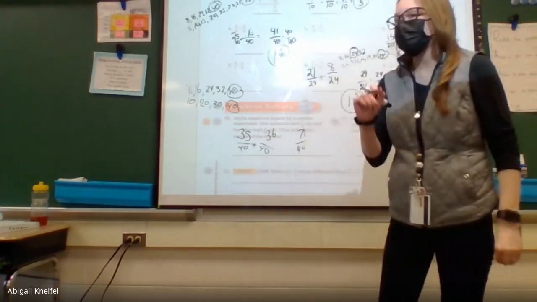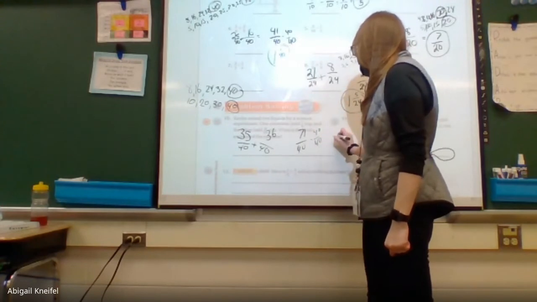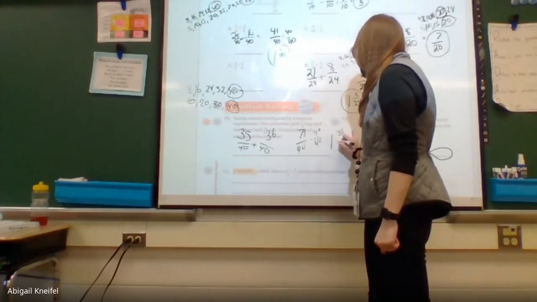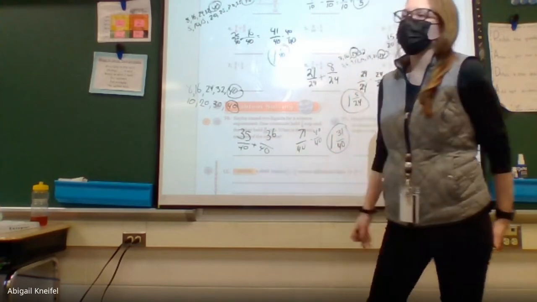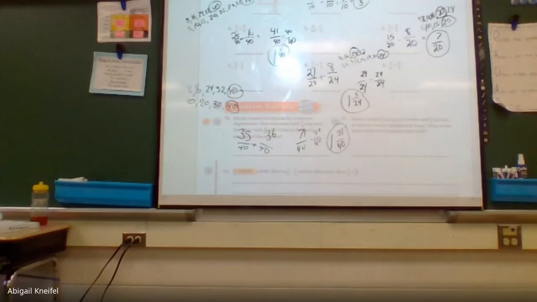Once again, we can take out a whole, which would be 40 over 40. And then we would have 1 and 31 over 40 left. If you wrote 71 over 40, that's okay, but feel free to write it as a mixed number. 1 and 31 over 40. That way you know for later.